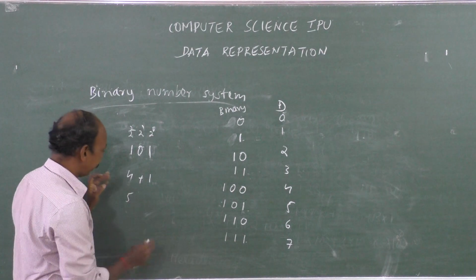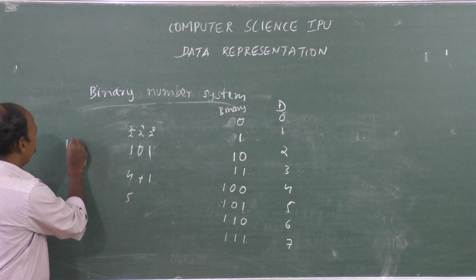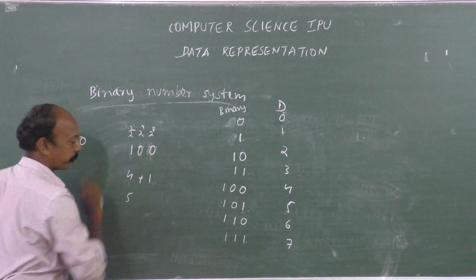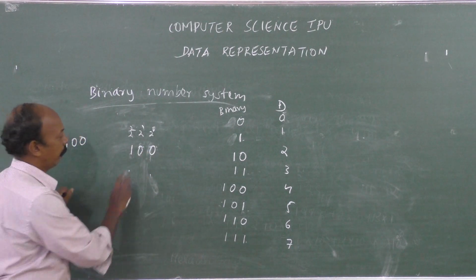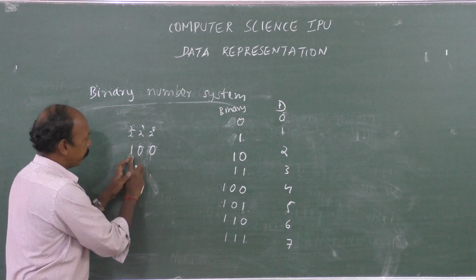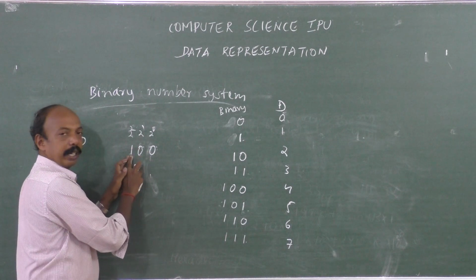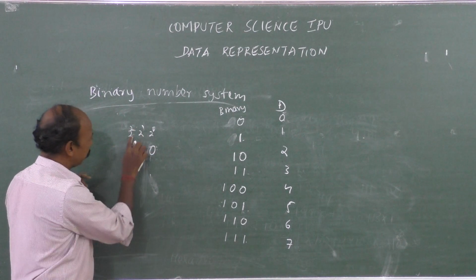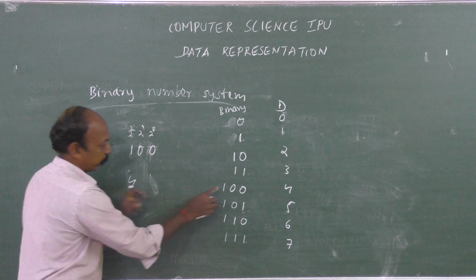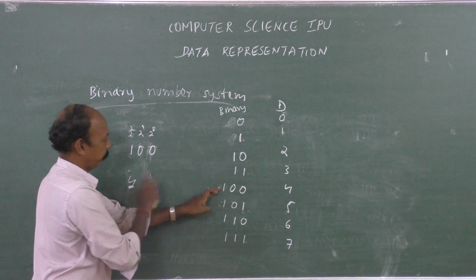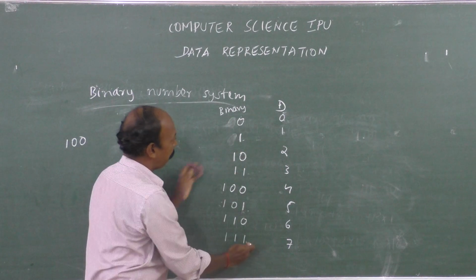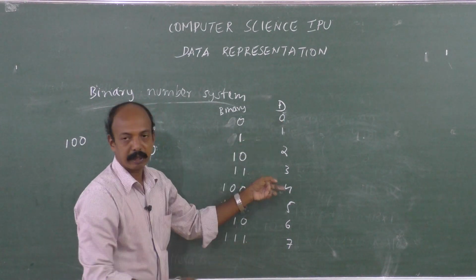Suppose we have written a number 100. What happens here? Only for this position we have 1, other two values are 0. So what we need to do? Just take this one. 2 to the power 2 is 4. So 4 is 100. These are binary equivalents of this decimal number.